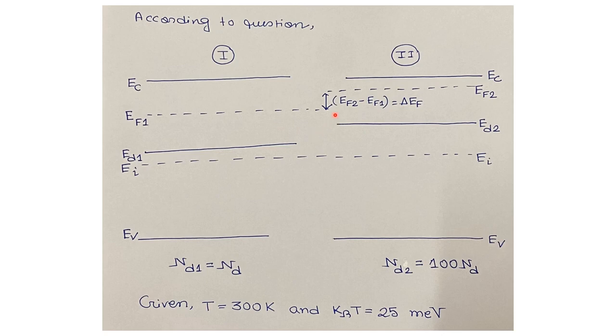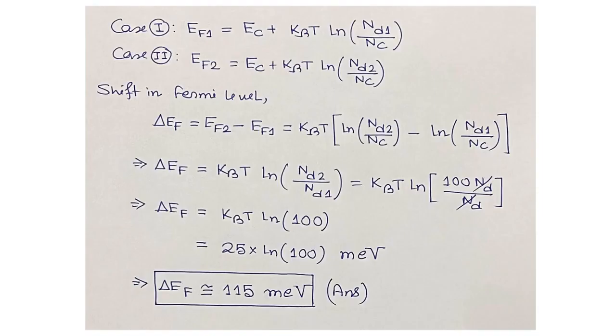So we have to basically calculate this difference, that is EF2 minus EF1, which is the difference of the Fermi levels of these two semiconductors. Also, some information is given. We have to consider the situation at temperature 300 Kelvin and the thermal energy is given by 25 millielectron volt. Now, we will directly use the formula for Fermi level in n-type semiconductor for both the cases.